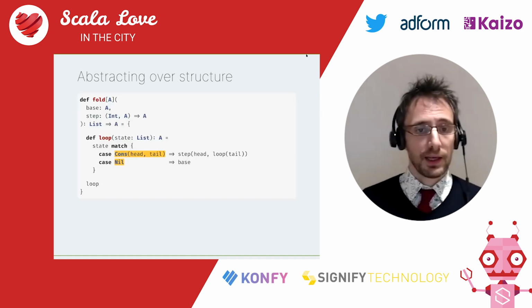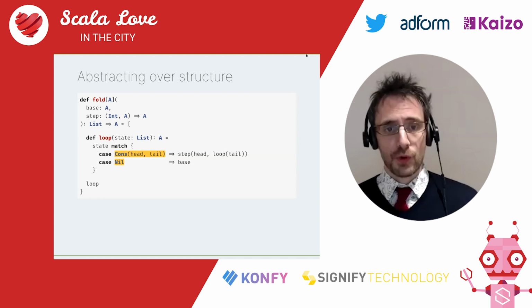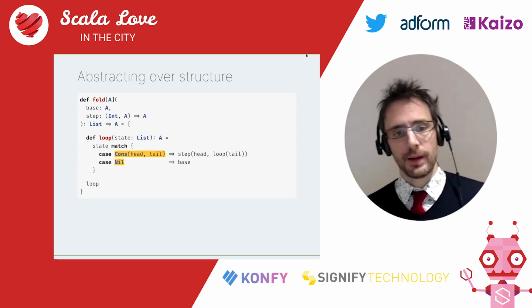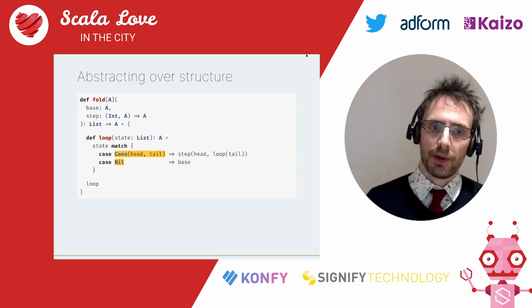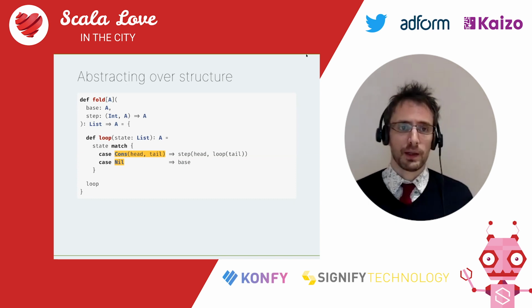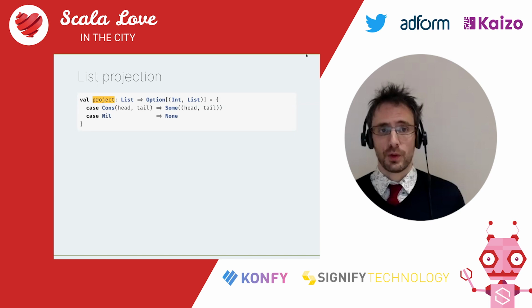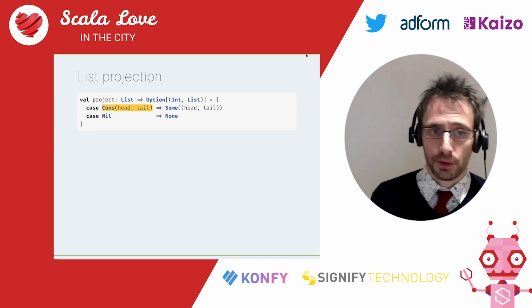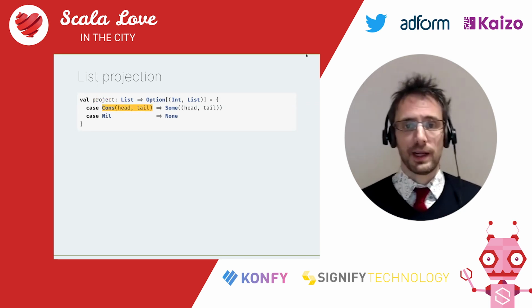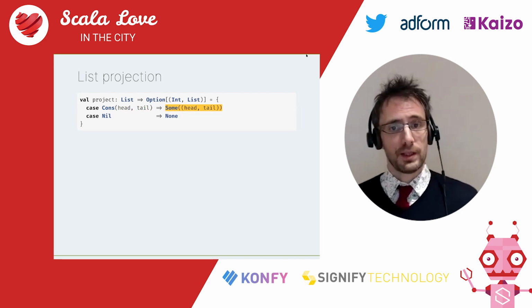Let's try to do that. Here we have our hard-coded structure, and we want to get rid of that. But in order to be able to get rid of that, we need a function that will project our list into an optional head and tail. This is fairly straightforward, because if we have a cons, then we have a head and tail, so we map that to a Some of head and tail.